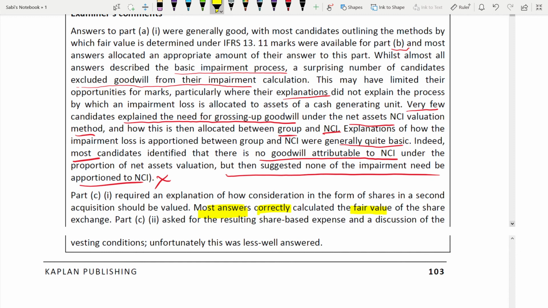The second part asked for the resulting share-based expense and a discussion of the vesting conditions. Unfortunately, this was less well answered. That means you have to work on the expense part and the discussion also, because in IFRS 2 students mostly neglect the discussion part and only focus on the calculation part.